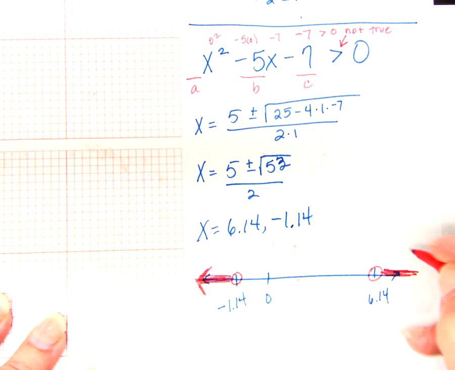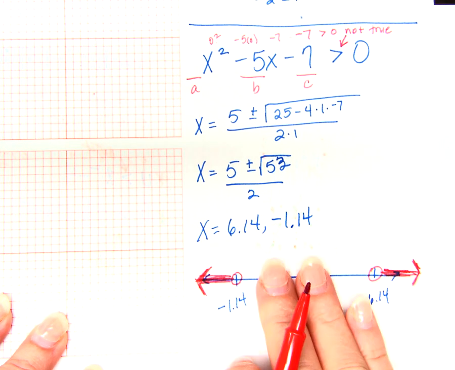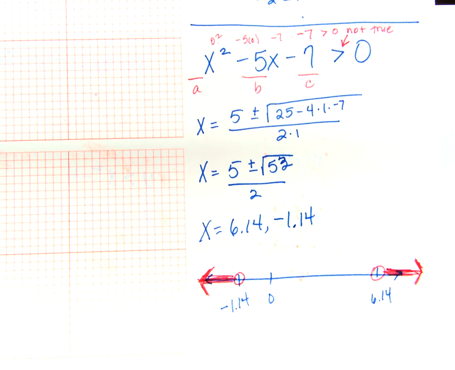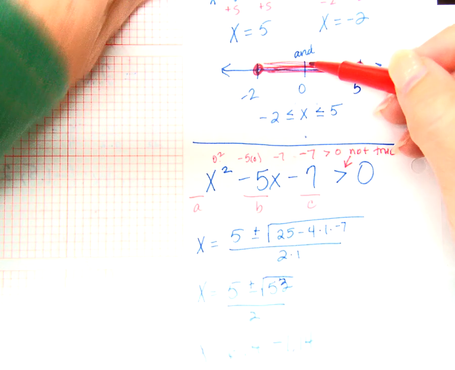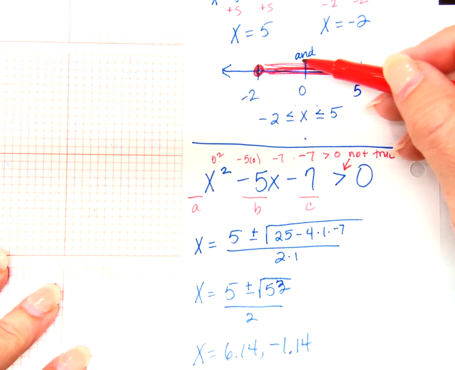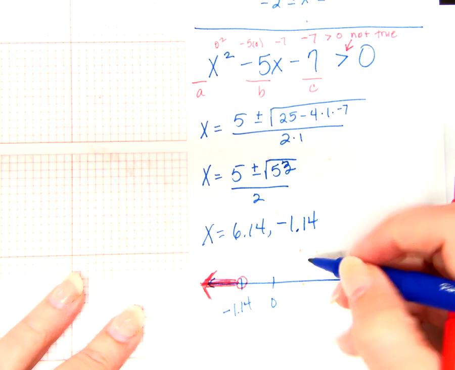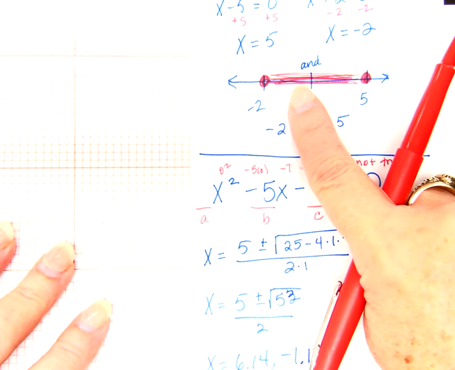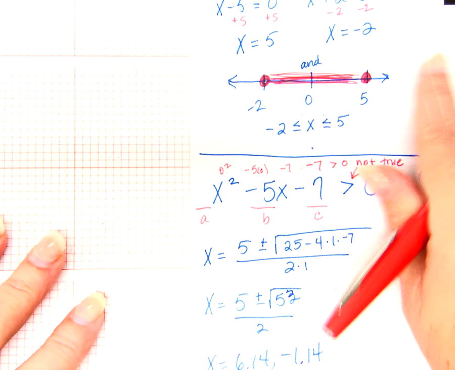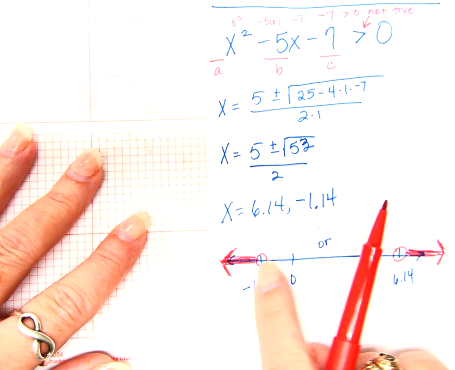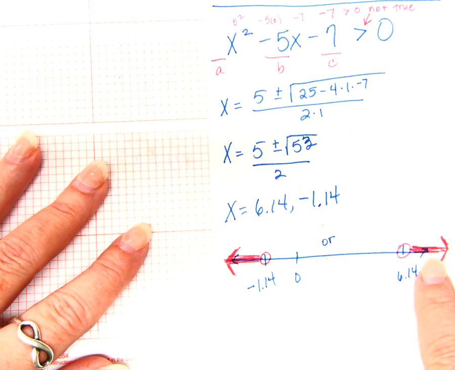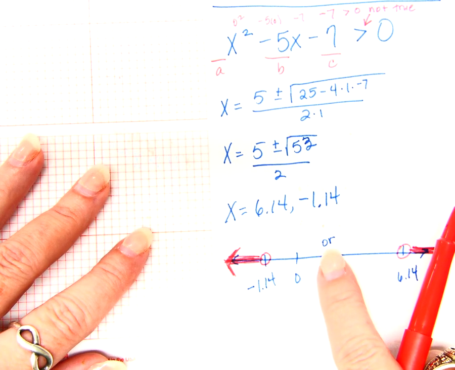You understand we only have two choices, right? It can either be in between them or outside of both of them. You okay with that? Remember what I told you this kind of statement was called? It's an and statement. What's this one called? That's an or statement. There is a number that is greater than negative 2 and less than 5. Is there a number that's less than negative 1.14 and greater than 6.14? No, do you see why it says or then?